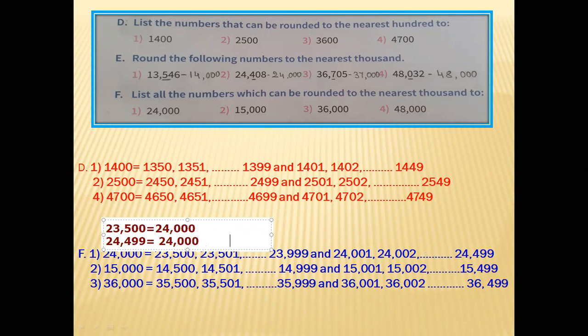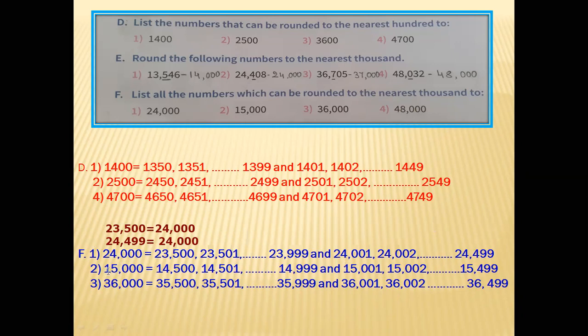If it is 24,500, what happens? See, if 24,500 is there, 24,500 is equal to which number? See here, in the 100s place 5 is there. So this 4 changes to 5. This 24,500 is equal to 25,000. So from 23,500 to 24,499 is equal to 24,000. These are all numbers nearest to 24,000.